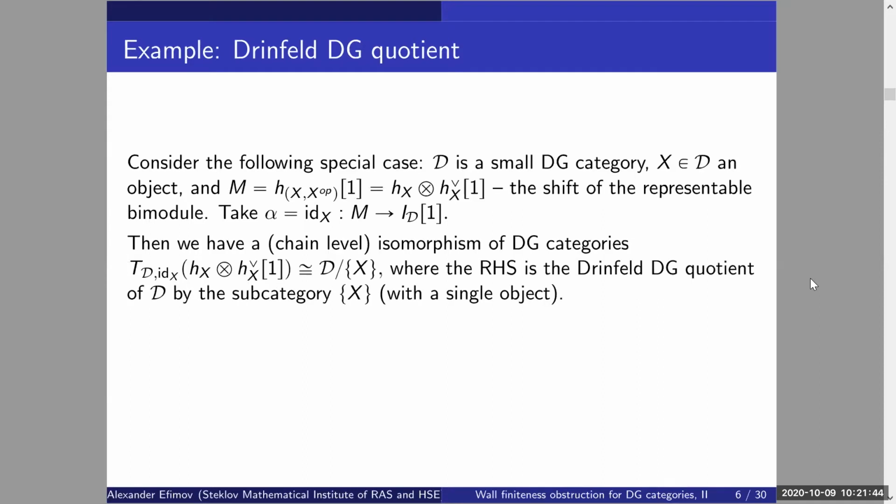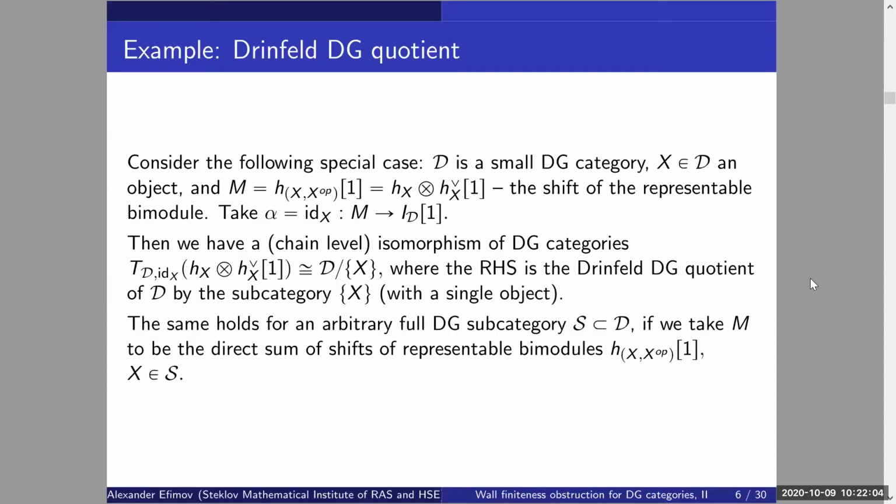And then we have literally an isomorphism of DG categories. So this deformed tensor algebra is literally the same as the Drinfeld DG quotient construction of D by the subcategory with a single object x. And the same isomorphism of DG categories works for an arbitrary full DG subcategory. So instead of just one representable module shifted by 1, we take the direct sum over all objects of S.